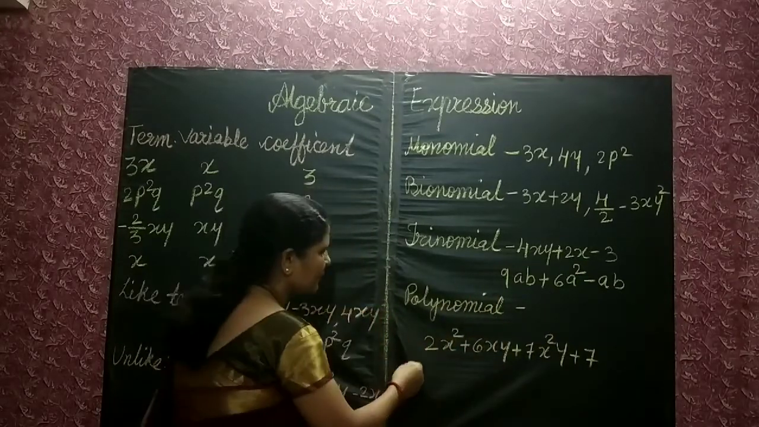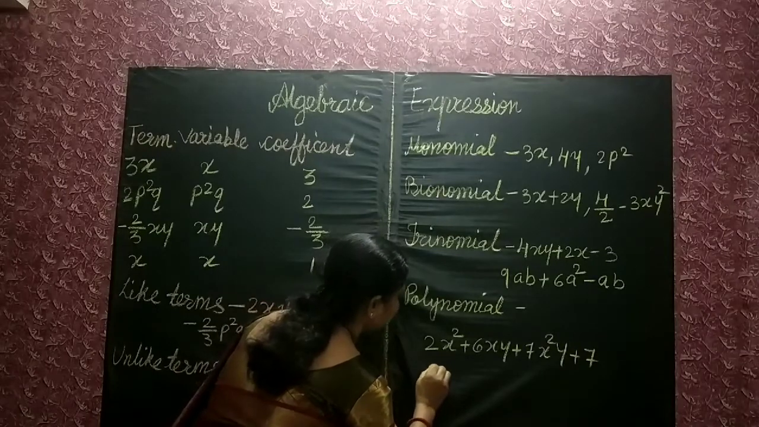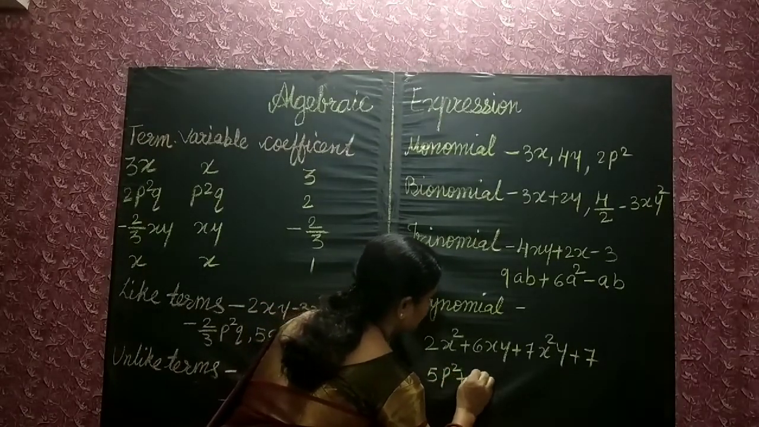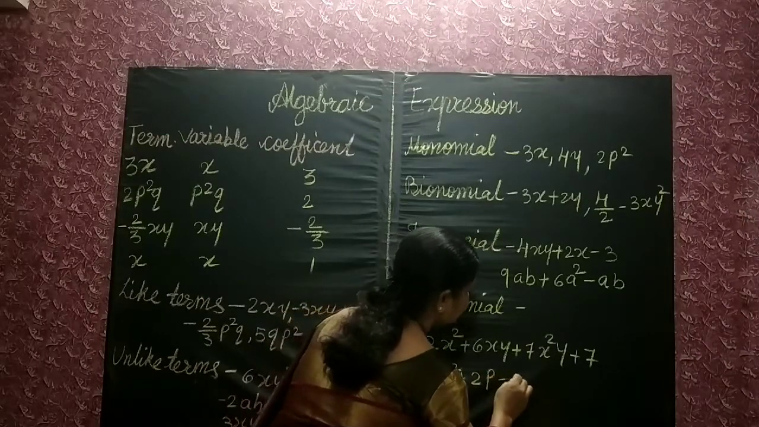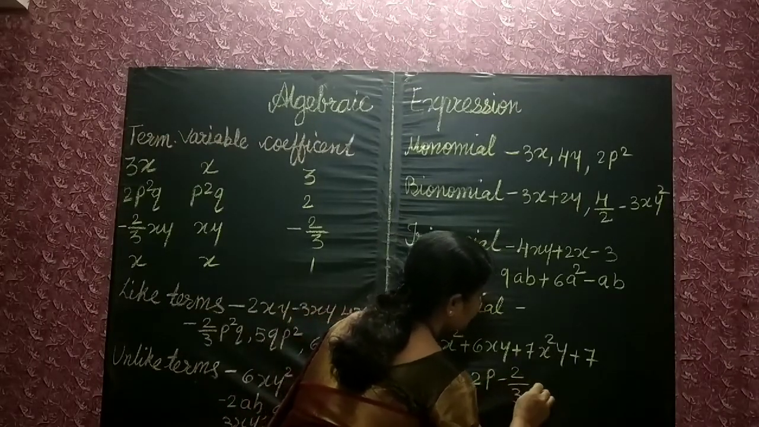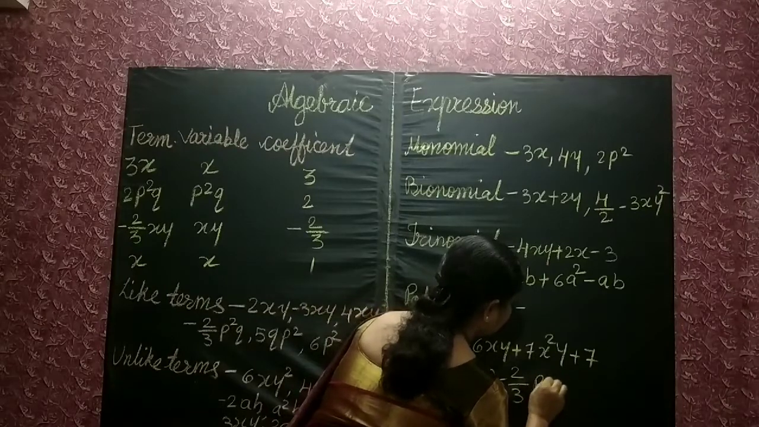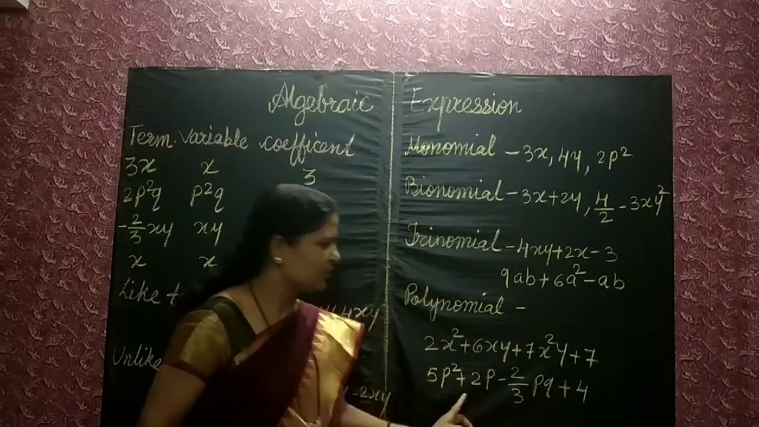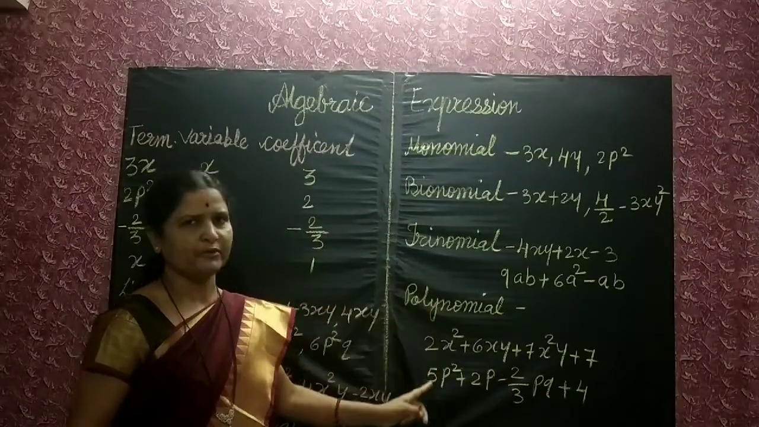One more example of polynomial: 5p square plus 2p minus 2 upon 3 pq plus 4. 1, 2, 3, 4. 4 terms are there, so it is called a polynomial.